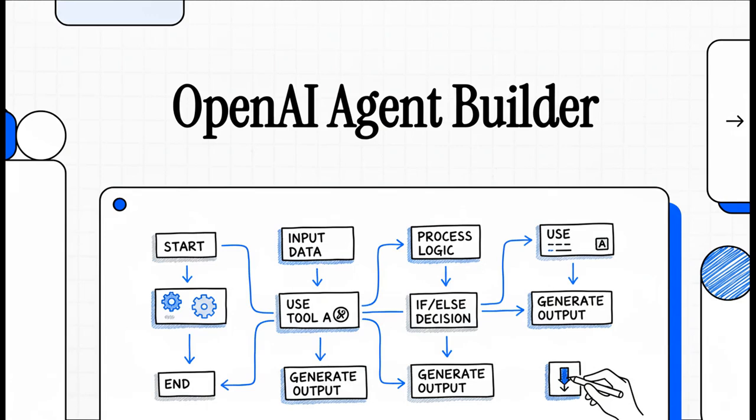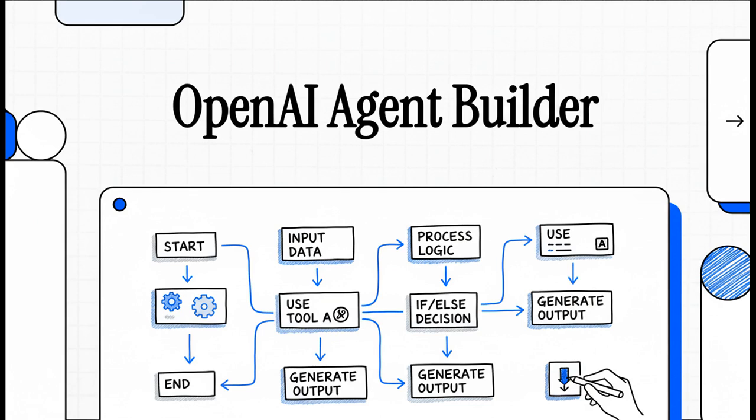Okay, so what if you could do more than just talk to an AI? I mean, really get in there. What if you could visually design its brain? Tell it exactly how to think, what tools to use, and what decisions to make. Well, that's the promise of OpenAI's new agent builder.